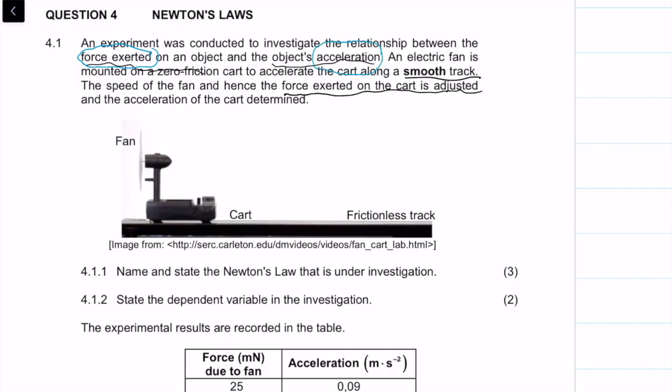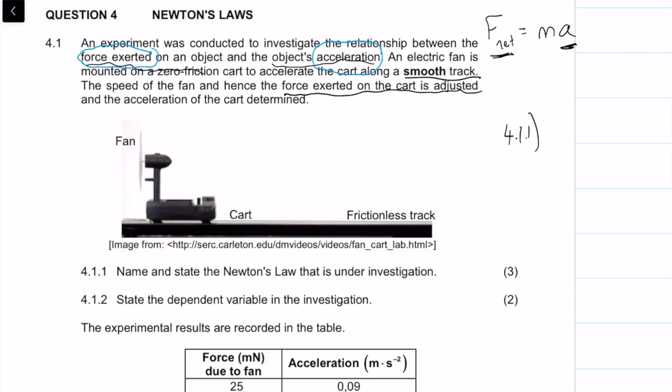So the point of this experiment was to determine the relationship between force exerted on an object and the acceleration. Okay, do we know an existing relationship? Well, we actually do. We know that the net force is equal to the mass times the acceleration. So we have a relationship between the force and an acceleration.